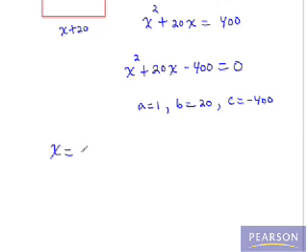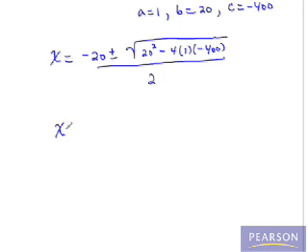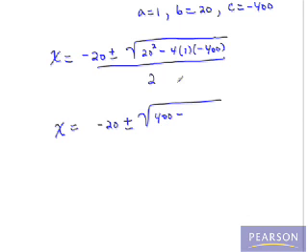Using the formula, x equals negative b, which is 20, plus or minus the square root of b squared, 20 squared, minus 4 times a, times c, negative 400. All of that over 2 times a, which is 1, so we get 2. Simplifying, we get x equals negative 20 plus or minus the square root of 400. 20 squared is 400. And here we get a positive 1600. All of that over 2.